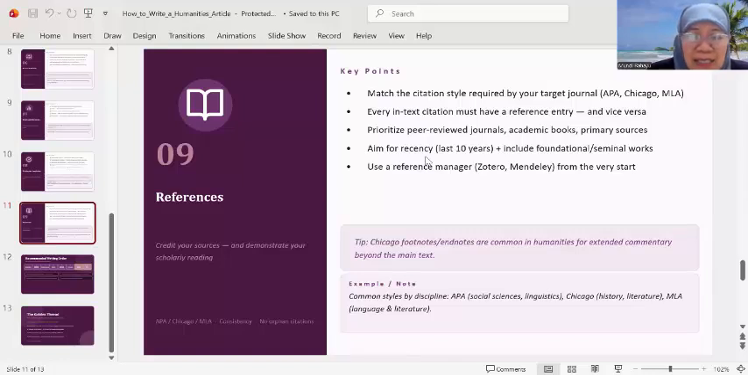The next is use a reference manager. You may use Zotero or Mendeley from the very start, so it makes it easier for you. And the tip: check footnotes, and notes are common in humanities for extended commentary beyond the main text. Apply this style, Chicago. For example, common styles by discipline: APA for social sciences and linguistics, Chicago style for history and literature, MLA for language and literature. This is just an example.